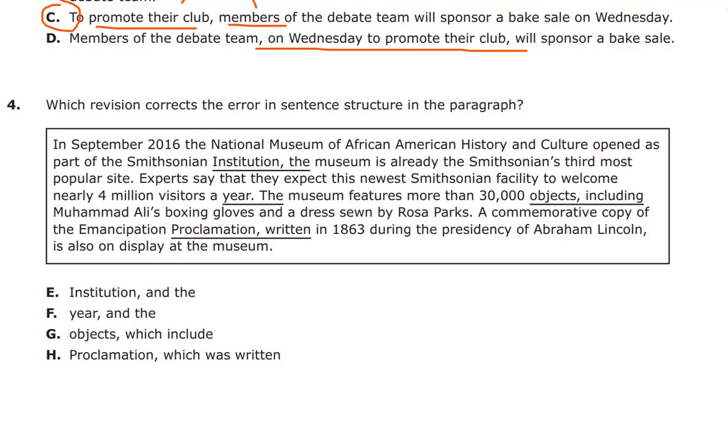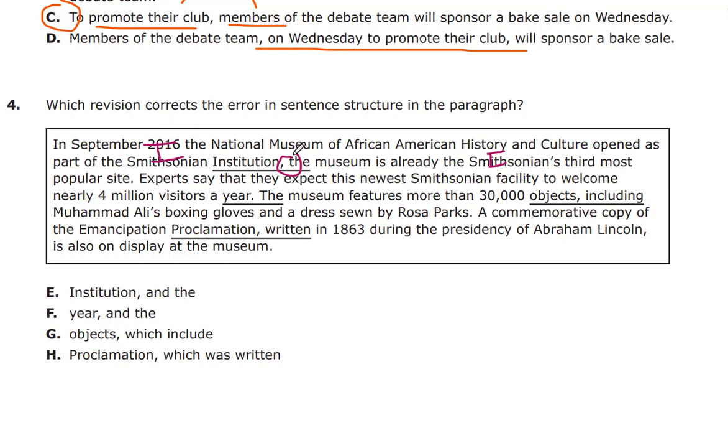So let's read it. In September 2016, the National Museum of African American History and Culture opened as part of the Smithsonian Institution, comma. The museum is already the Smithsonian's third most popular site. Okay, right away, these are two independent clauses. Each stands by itself. The museum is already the Smithsonian's third most popular site is independent. It stands on its own. The first part, it opened as part of the Smithsonian's, is an independent clause.